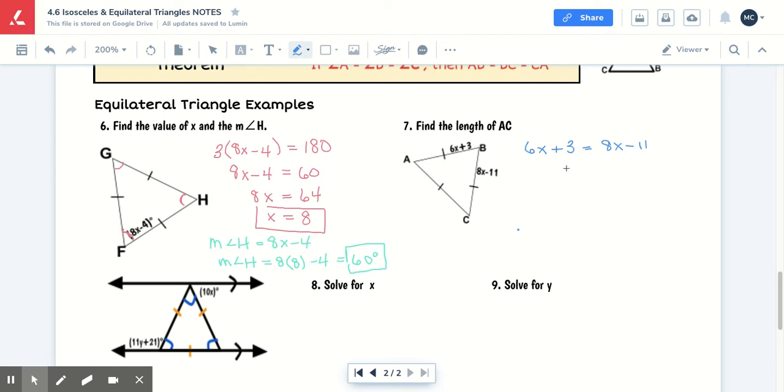So I'm going to subtract 6x from both sides first. And I'm going to add 11 to both sides. And that would give me x is 7. Oops, they didn't ask me for that. So let me try that again. Shouldn't have a box around that one.